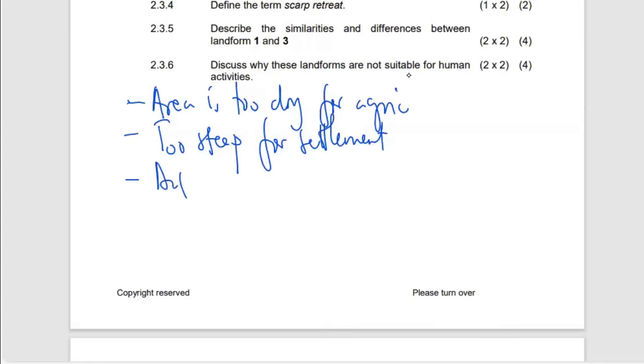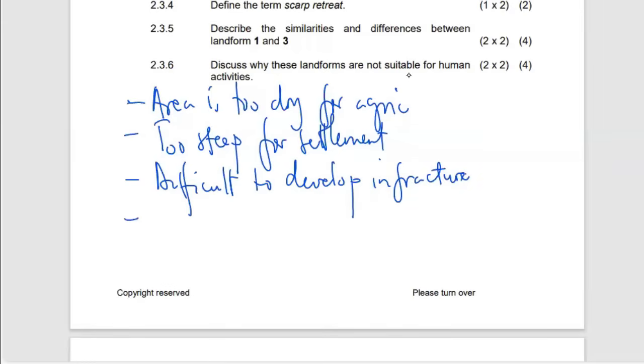And also it's difficult to construct or to develop infrastructure. If you want to construct a railway or a road or communication infrastructure, that's very difficult because of the nature of the terrain. And also, we can argue that because of the fact that the area has got thin soils, because of the slopes, the soils are not fully developed. So we cannot sustain agriculture for those reasons.